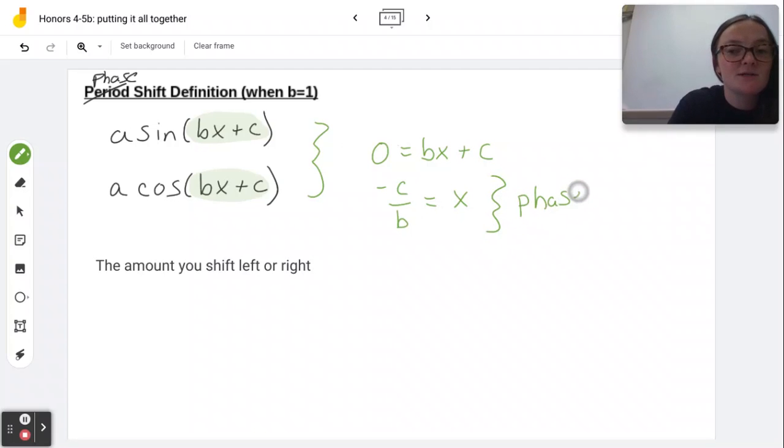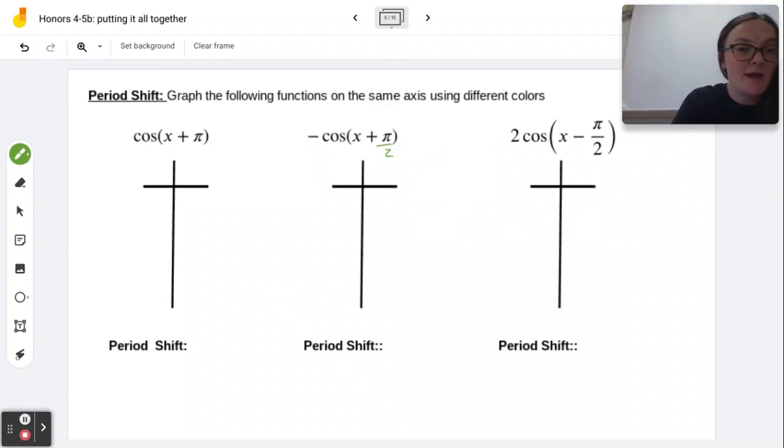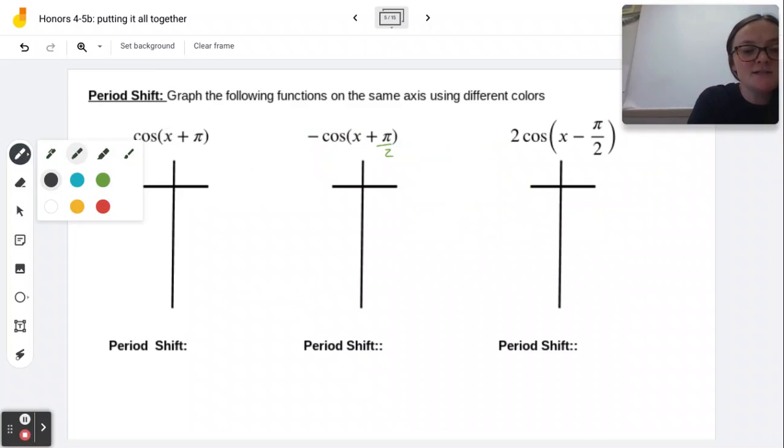This right here is the phase shift. The phase shift basically tells you how much am I going to be shifting left and how much am I going to be shifting right? So let's practice a problem about this. Okay, so our first practice type is going to be cosine of x plus pi. We can see right off the bat that the period shift or the phase shift can be found by setting x plus pi equal to 0.